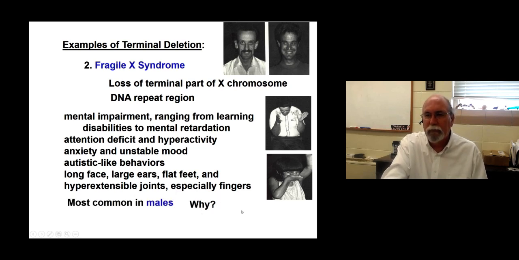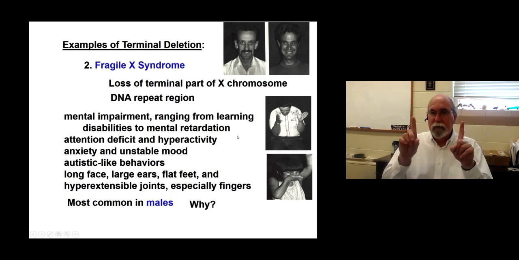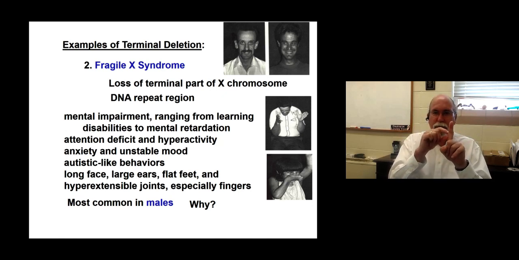It's fairly rare to see it in females. And you say, well, why? Well, just think about it. It's the X chromosome, right? So the males only have one copy because they have a Y over here. So if you lose a large chunk of the X chromosome, then it's very likely going to affect males more than females because females have this other X.